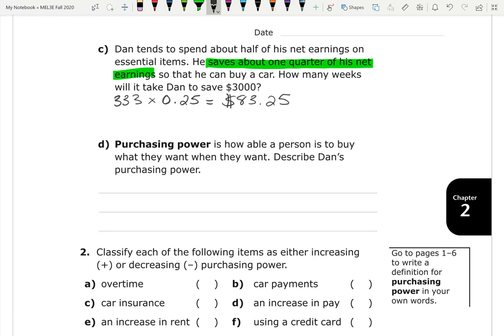So now to determine how long it's going to take him to get to $3,000, we're going to take 3,000 and we're going to divide it by how much he saves in a week. And this will determine how many weeks it will take for him to save the $3,000. And so that is equal to 36 weeks. So it'll take 36 weeks for Dan to save $3,000.